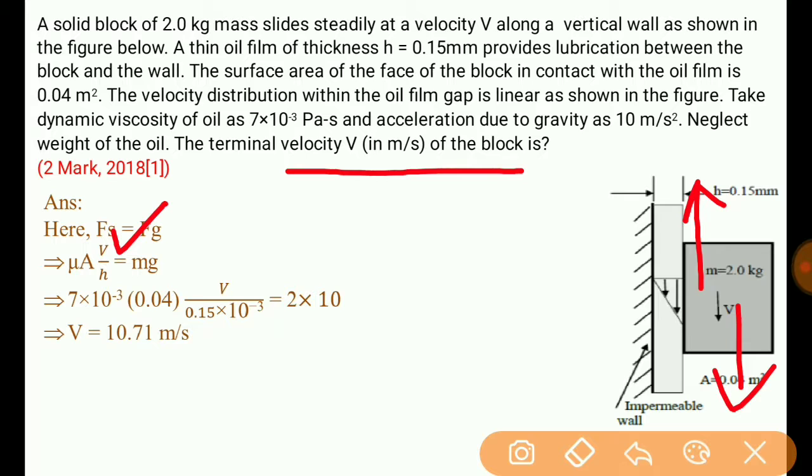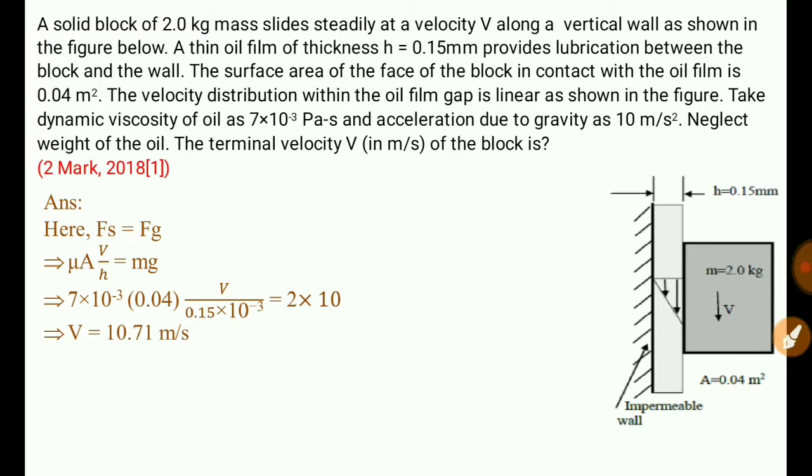We already discussed how we will get this. And the gravitational force is what? Its weight is mg. And after equating, you can easily get the velocity. By putting all the values already given in the question, you can get the velocity. This is a very simple question asked in GATE 2018. Now coming to the next question.